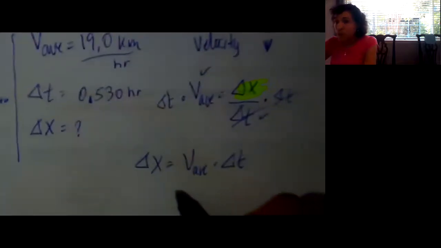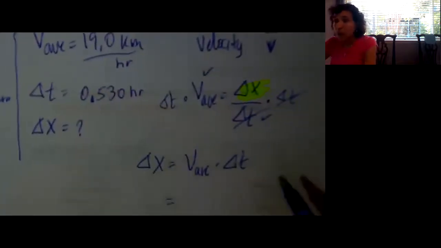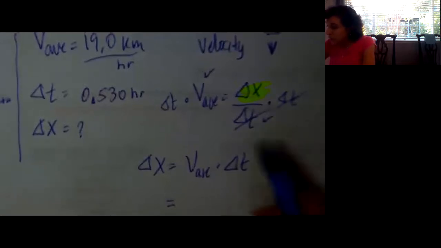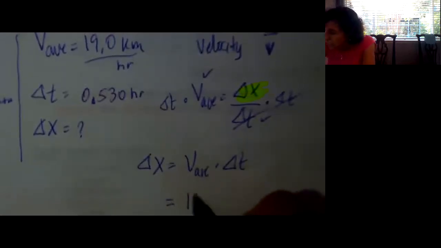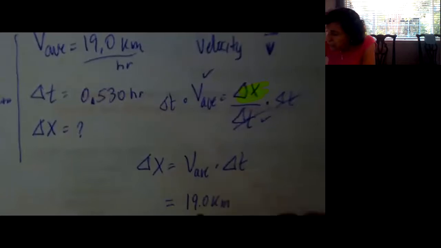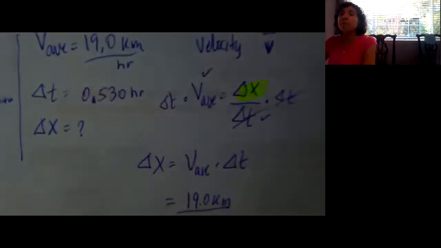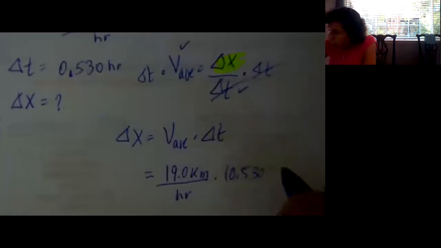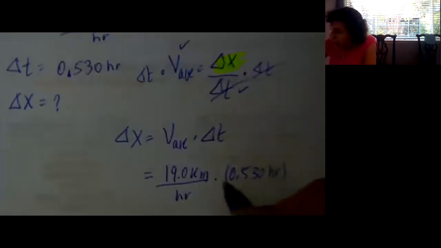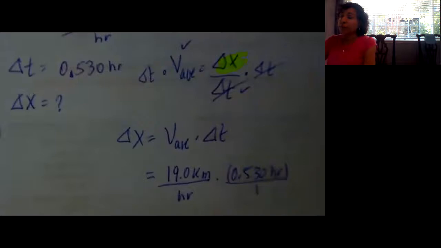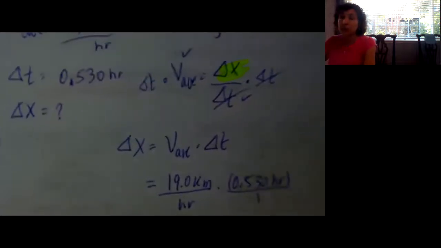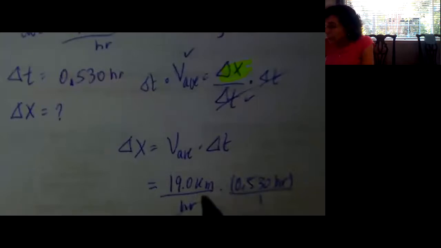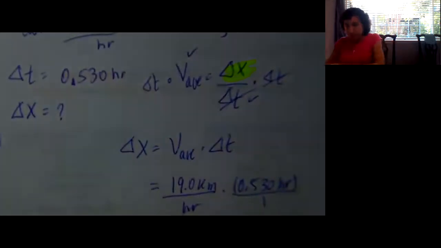Now remember, if we did this right, our units should work out. I want you guys to always put your units in, because then you'll see, oh, I did it right, or I didn't do it right. All right, so v average is 19 kilometers per hour, and I'm going to multiply it by 0.530 hours. I like fractions, so I'm going to put it over 1. You don't have to, but that way I know I'm multiplying fractions. All right, my hours cancel out, yay. And so now I end up with kilometers. So I take my calculator.